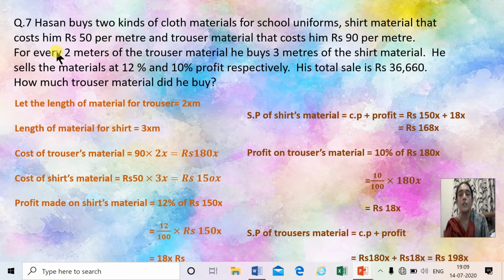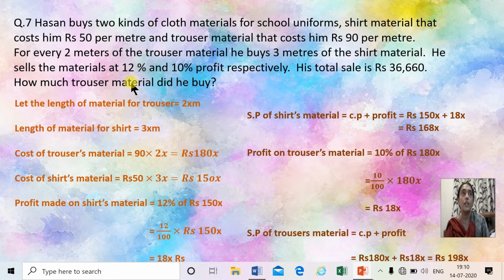Now let us find the cost price of the trouser material. It is given that the trouser material cost him rupees 90 per meter. So the cost of trouser material is equal to 90 into 2x, which is equal to rupees 180x. Now let us find the cost of the shirt material. The cost of the shirt material is rupees 50 into 3x, and that will be equal to rupees 150x.